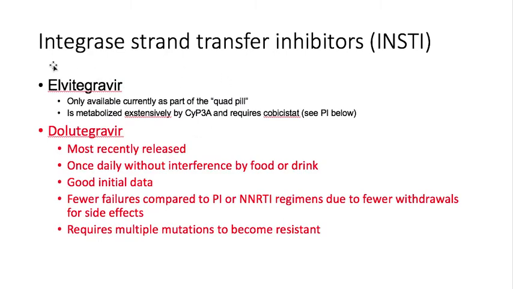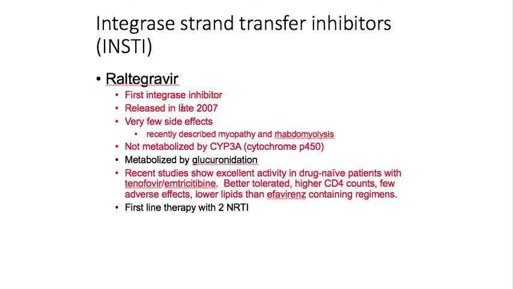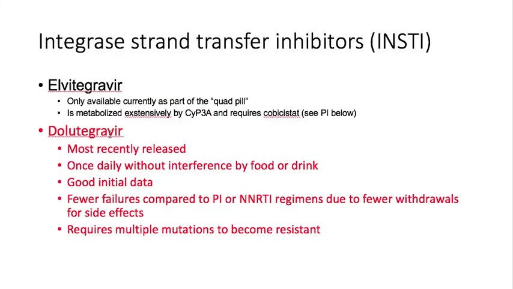The drug I'd like you to remember, in addition to raltegravir, which was the first drug, is dolutegravir. That's because this drug is the most recently released. It is once daily, it has no interference by food or drink, and it has excellent data. There are fewer failures in patients treated with integrase inhibitors, or integrase strand transfer inhibitors, which is the formal name, than patients treated with protease inhibitors or non-nucleoside reverse transcriptase inhibitors because of side effects. In addition, dolutegravir is remarkable in that it requires multiple mutations to become resistant.